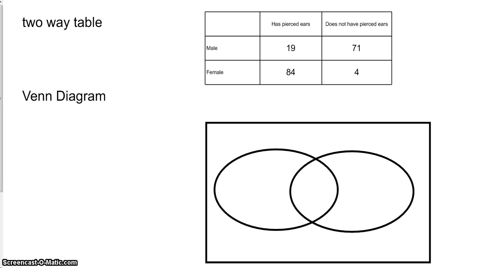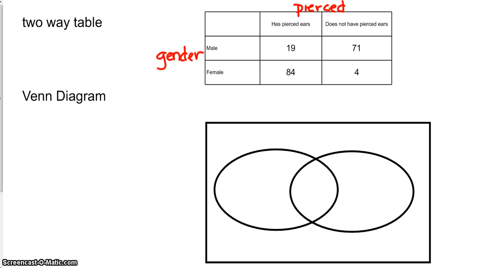All right. So, talked about earlier, here's another way we can look at our distribution, a two-way table. I'm comparing two things on each individual. One, their gender, so either they're male or they're female. And the second thing is, do they have pierced ears or not?